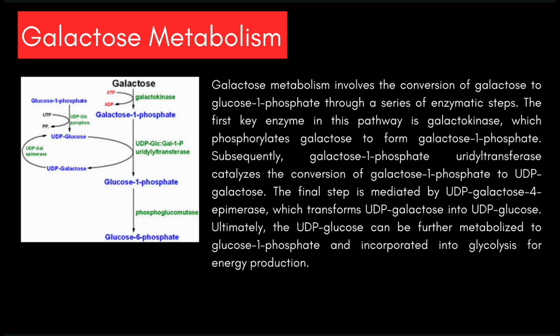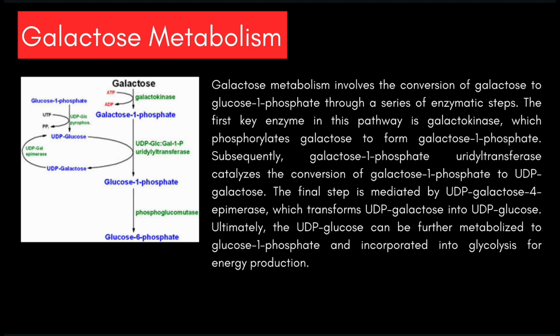So I wanted to go ahead and give some background information on galactose metabolism and fructose metabolism on the next slide. So let's go ahead and break this down. Galactose metabolism mainly involves the conversion of galactose to glucose 1-phosphate through a series of enzymatic steps. The first key enzyme in this pathway is galactokinase, which phosphorylates galactose to form galactose 1-phosphate. Subsequently, galactose 1-phosphate uridyl transferase catalyzes the conversion of galactose 1-phosphate to UDP galactose. The final step is mediated by UDP galactose 4 epimerase, which transforms UDP galactose into UDP glucose.